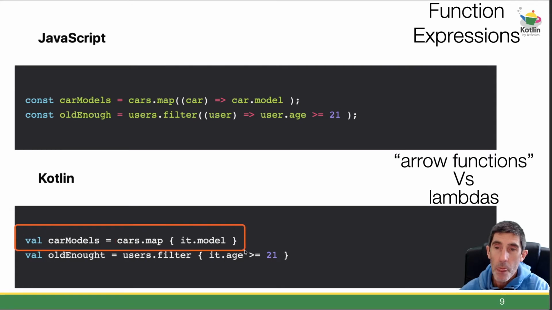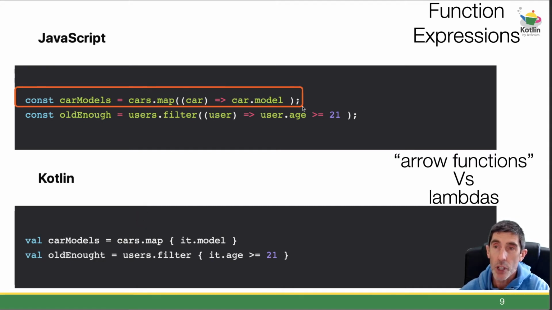Whereas in our Kotlin world, a lot more concise. We just say that val car models is a car.map, and we don't need to pass in a parameter because, as I said, there's only the one argument, so we don't need an argument, and we can just access directly it.model, so that we get at the individual model property of the cars object that it is pointing to. So again, quite tidier than the JavaScript equivalent.